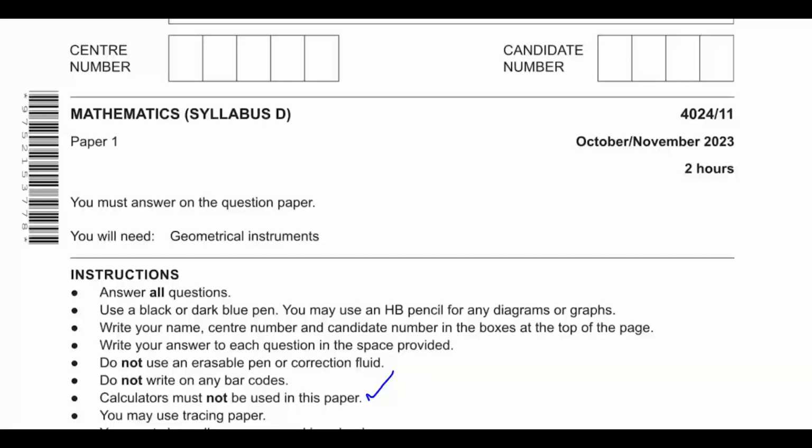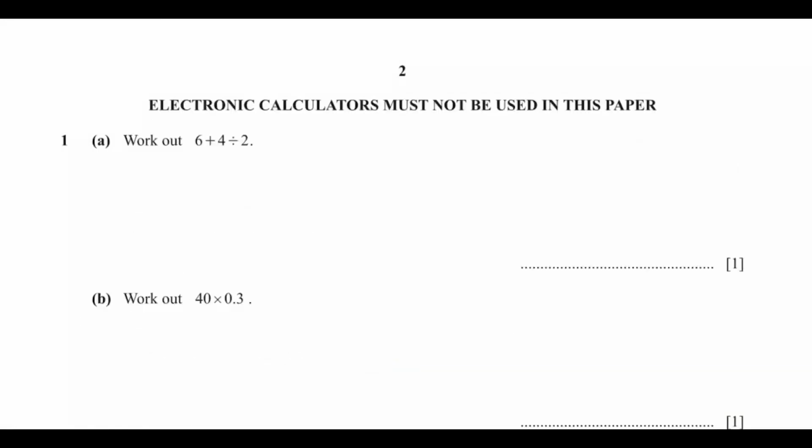Let's jump into the first question. Work out 6 plus 4 divided by 2. Following the rule of BODMAS, you start with the division. So 4 divided by 2 gives 2. 6 add 2, that would be 8.